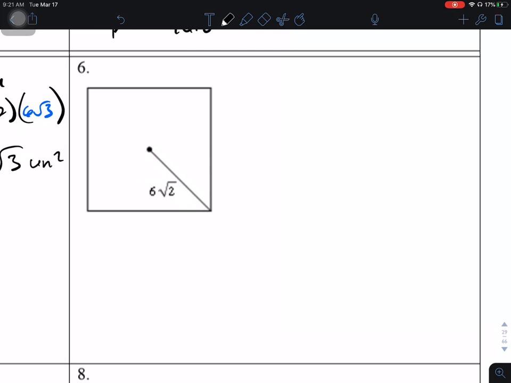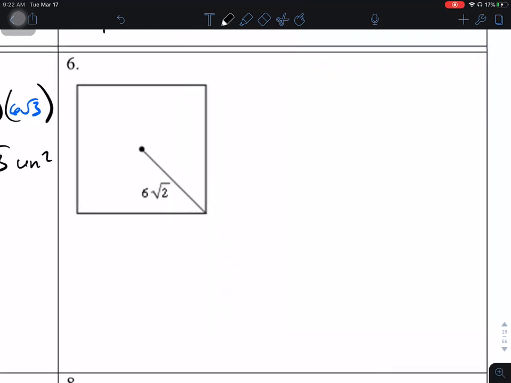This is a regular quadrilateral, which means it's a square. How do you find the area of a square? It's base times height. That's pretty easy, or the base squared. But the way that we're given this information, we don't know what that is.